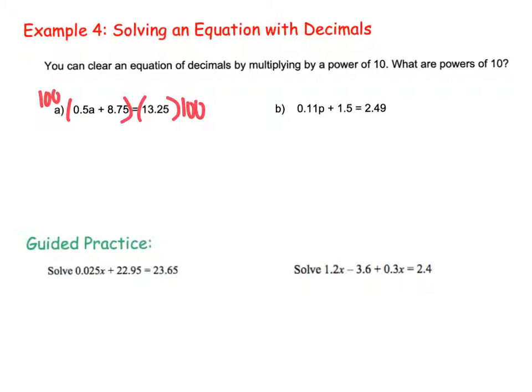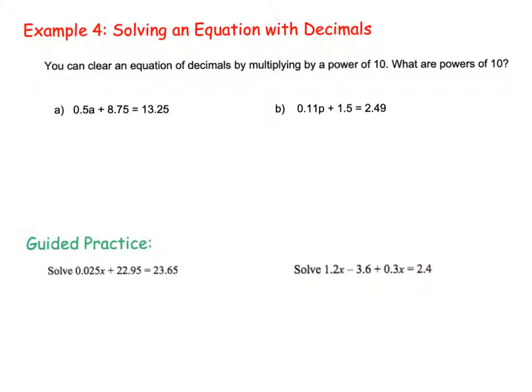And remember, that just moves your decimals over that many places. So 0.5, you'll move the decimal over 1, 2 places, and you'll end up with 50A. Then for the second term, 8.75, again, multiplying by 100 means you're going to move it over 2 decimal places. So that's 875. And over here, you'll have 1,325 after moving it 2 decimal places. So then you can just go ahead and finish solving it.